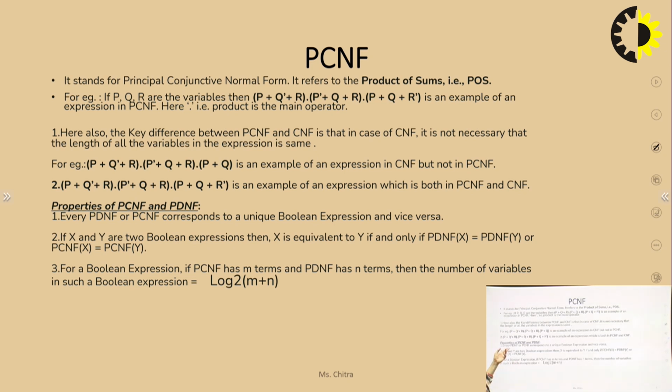It says every PDNF and PCNF corresponds to a unique Boolean expression. And when we say two Boolean expressions are equivalent, it means either their PDNF form is equivalent or their PCNF form is equivalent. Next, for a Boolean expression, if we have m PCNF terms and n PDNF terms, then the number of variables in the Boolean expression will be log base 2 of m plus n.